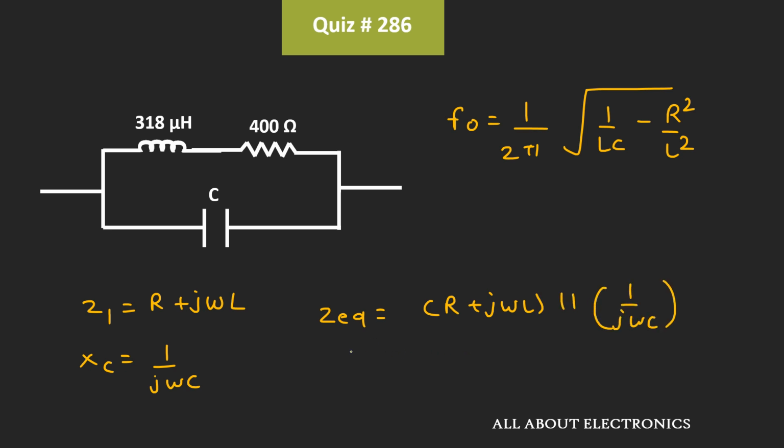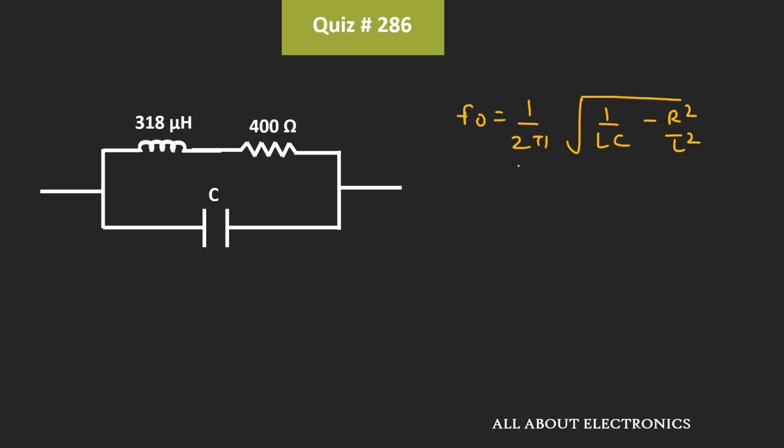Now at the resonant frequency, the imaginary part of this impedance will be 0. So by equating this imaginary part to 0, we can find the expression of this resonant frequency. In this expression, now let us put the value of L and R and find the value of this capacitor. Here we have been given that this resonant frequency is equal to 1 MHz.